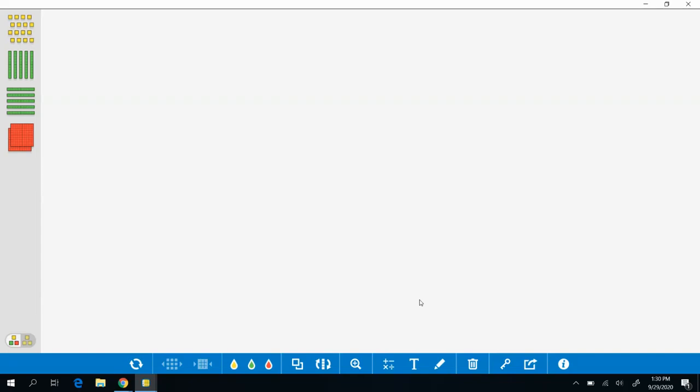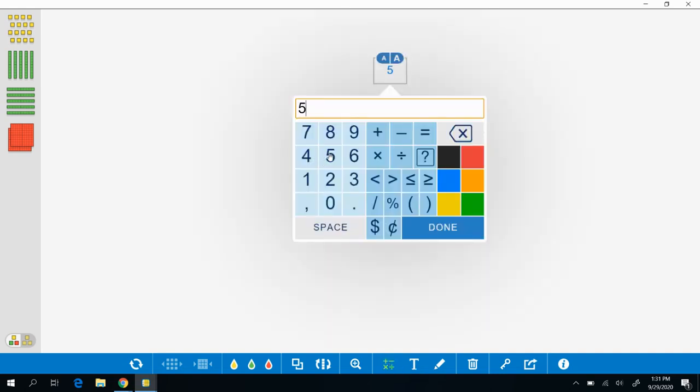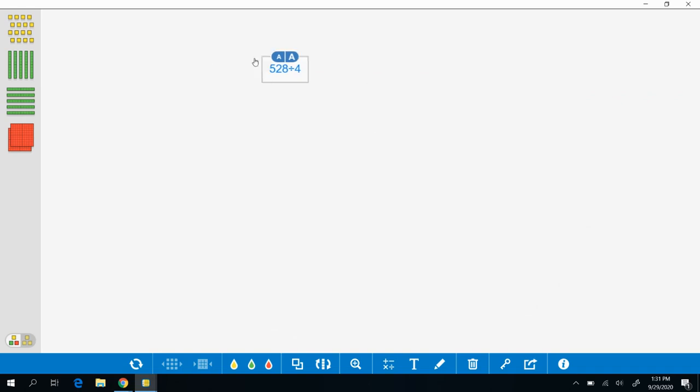This time we're going to look at a 3-digit number divided by a 1-digit number using base 10 blocks and the explicit trade notation. So again, I want to click on the equation tool and we're going to enter the problem 528 divided by 4. Click done, and I'm going to move that over here. So we're going to start by building the number 528.